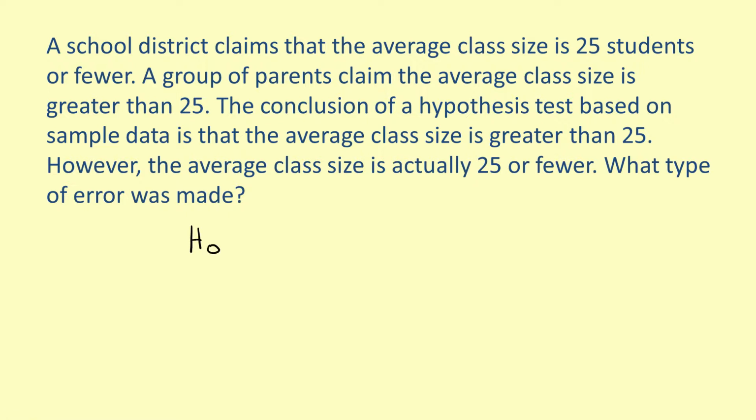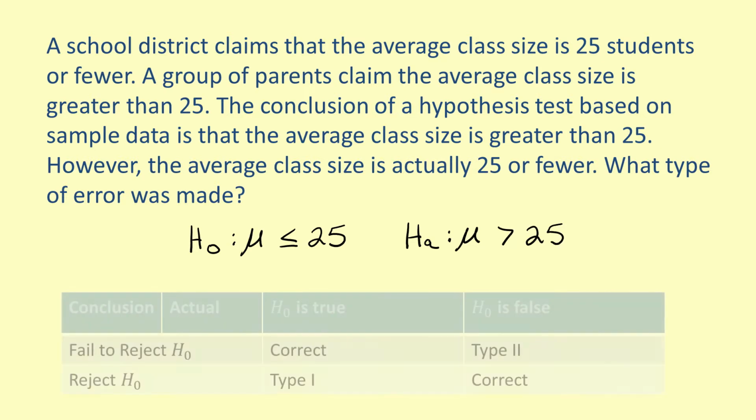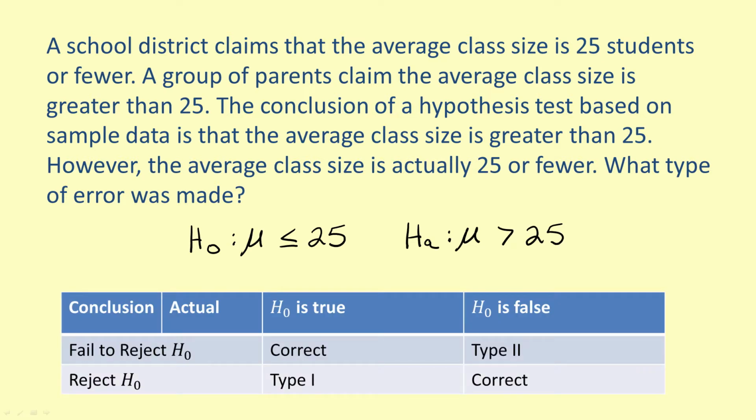The null hypothesis is that the average class size, mu, is less than or equal to 25. The alternative hypothesis is that the average class size is greater than 25. Let's look at the table again. The decision of the test is to reject the null hypothesis, but the null hypothesis is actually true. A type 1 error was made.